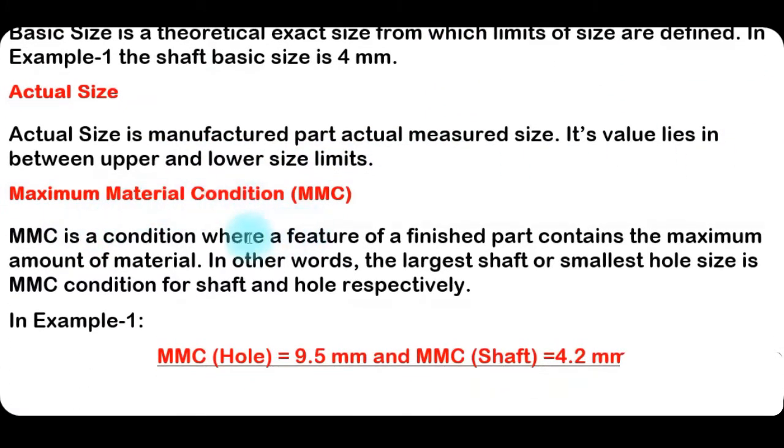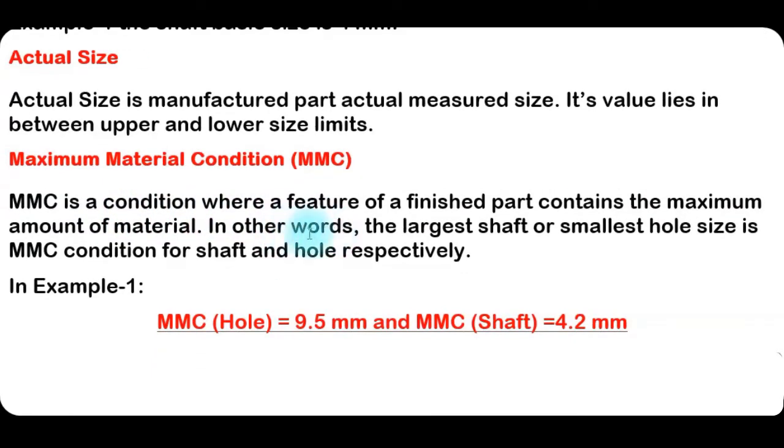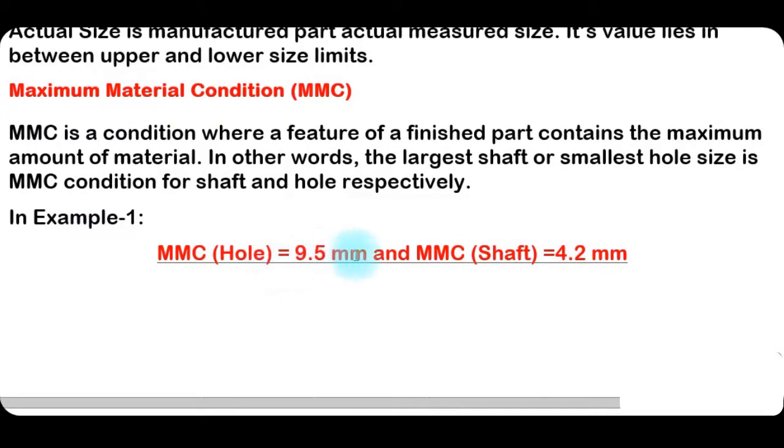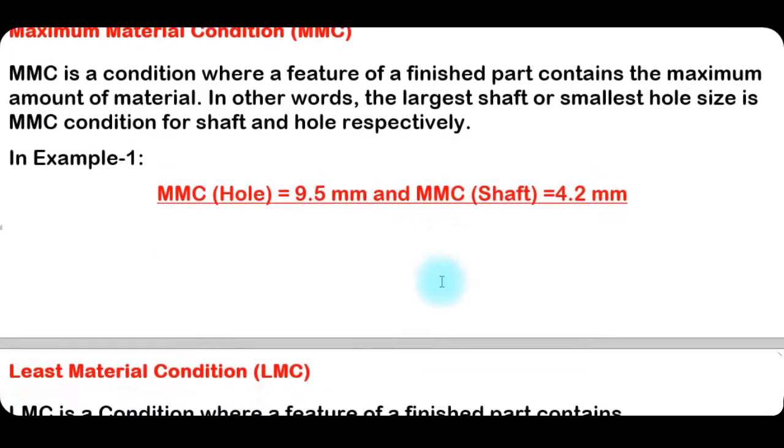And now maximum material condition, meaning MMC. MMC is the condition when the finished part contains the maximum amount of material. That means the largest shaft or smallest hole is the MMC condition for both. For example, MMC of the hole is equal to 9.5 mm and MMC for the shaft is 4.2 mm.